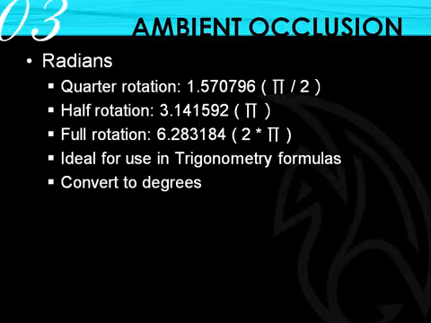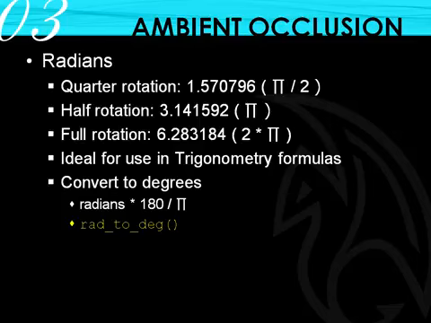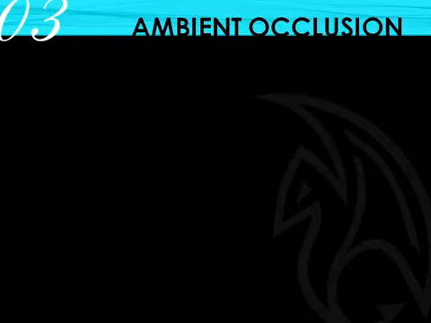To convert radians to degrees, there's a formula here. It's very simple. The number of radians times 180 divided by pi. However, there is already a command in Maya called rad to deg, and notice the underscores. So rad to deg, you put in the number of radians, and it'll convert it to degrees for you.